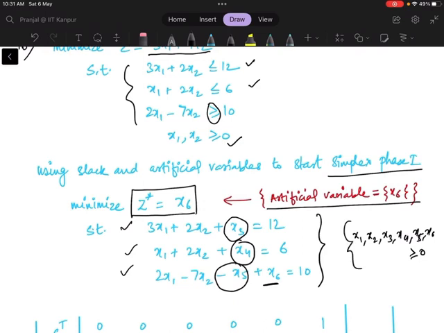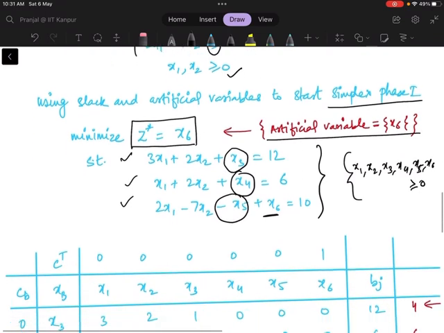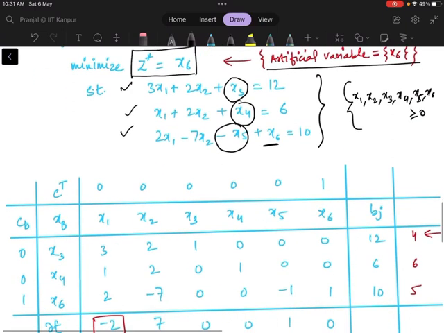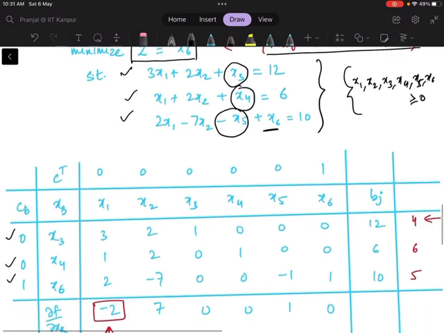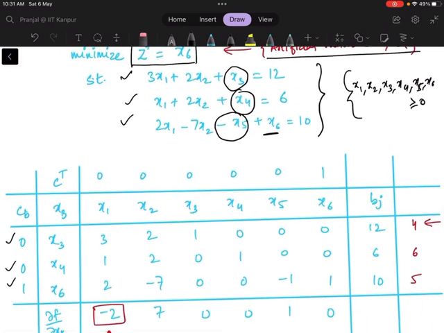Now we create the simplex tableau. The simplex tableau will have number of rows equal to number of constraints, so 1, 2 and 3, and we just rewrite all these constraints in the tabular form. So this becomes 3x1 plus 2x2 plus x3 equals 12. This is the first constraint. x1 plus 2x2 plus x4 equals 6. This is the second constraint. Then 2x1 minus 7x2 minus x5 plus x6 equals 10.